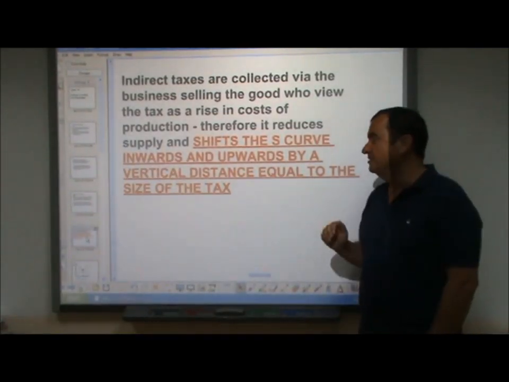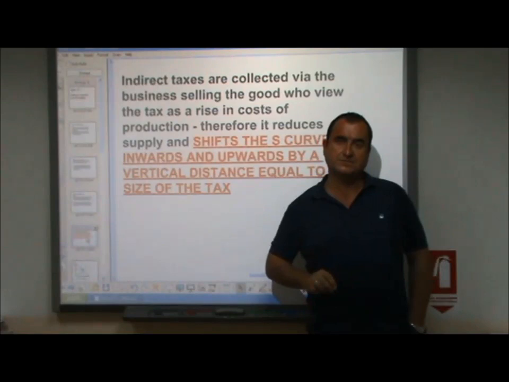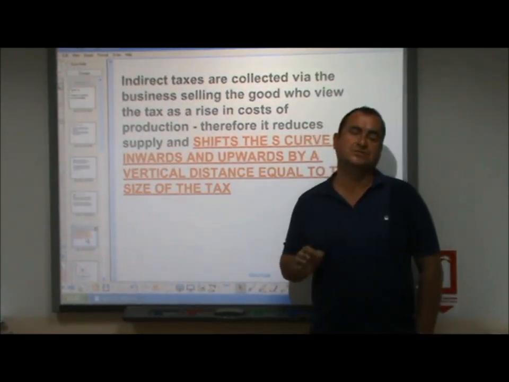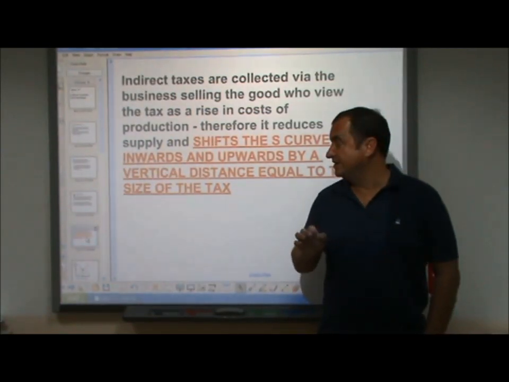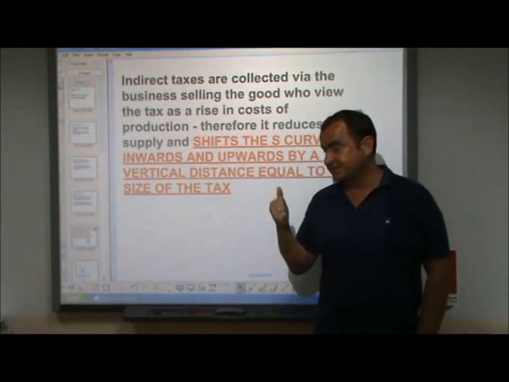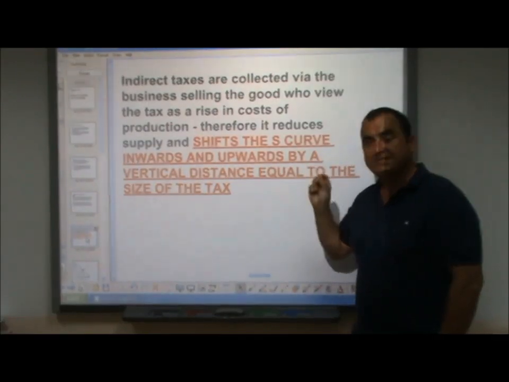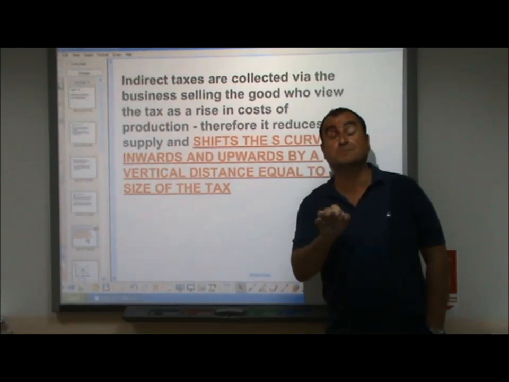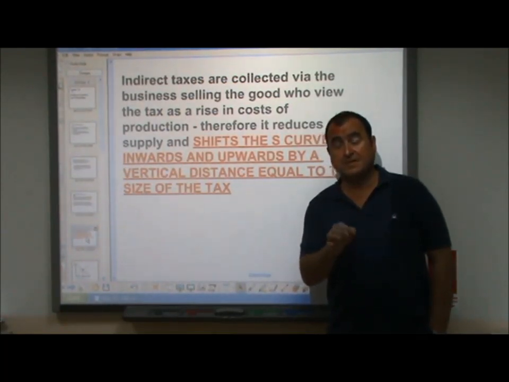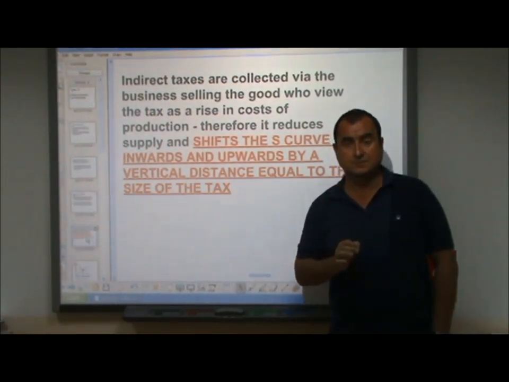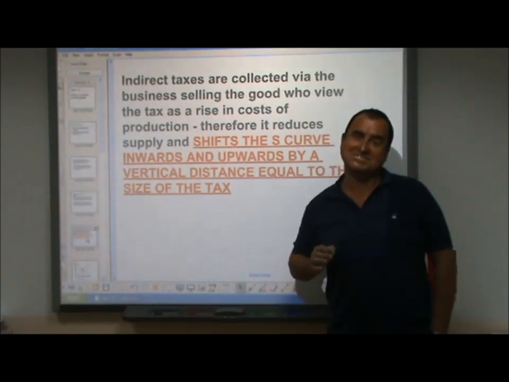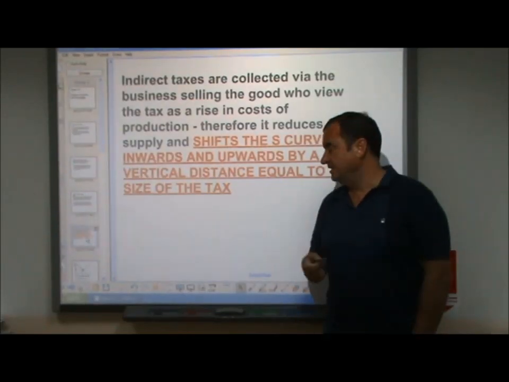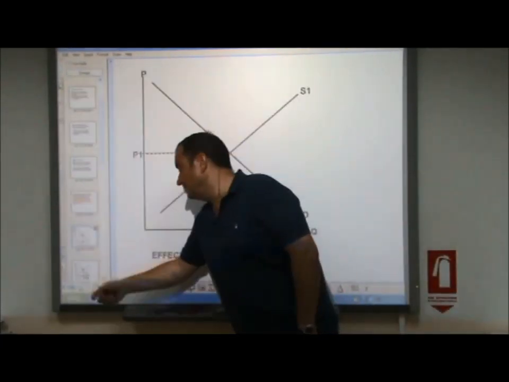Okay, it's very, very important because this explains to us what happens in a diagram. If you're going to understand the diagram, you've got to grasp this concept. The tax acts on the business, therefore it acts like a cost of production. Therefore it affects the supply curve, not the demand curve. It shifts the supply curve inwards. And the distance it shifts it is equal to the tax itself. Let's explore this on some diagrams.